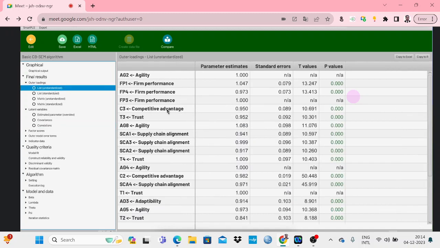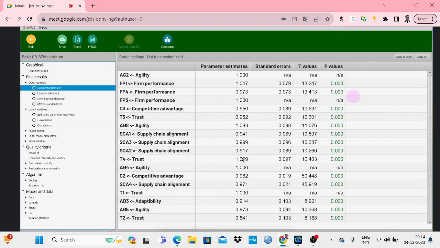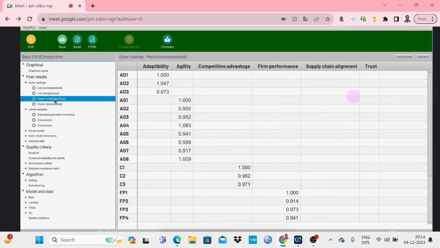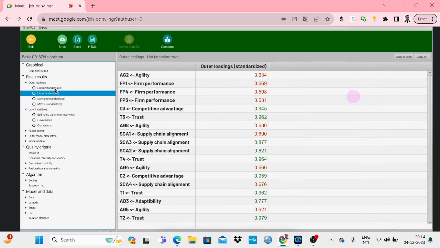Okay, now we will have to see the loadings. What are the factor loadings, and what do these loadings actually mean? What do they convey, what is their purpose, and how do we interpret these loadings? Interpretation is very important.